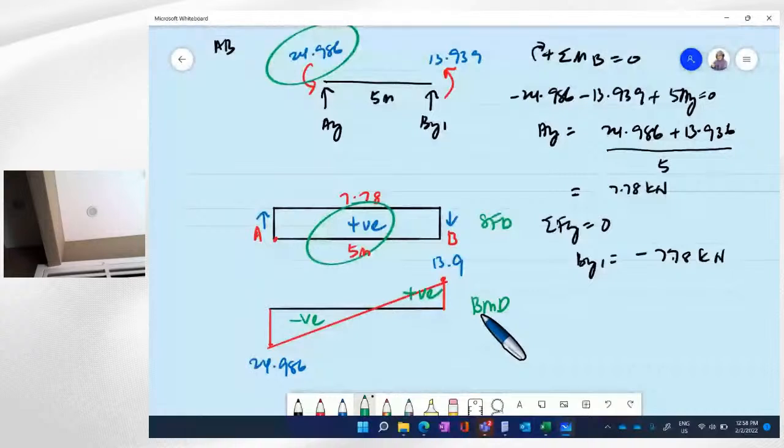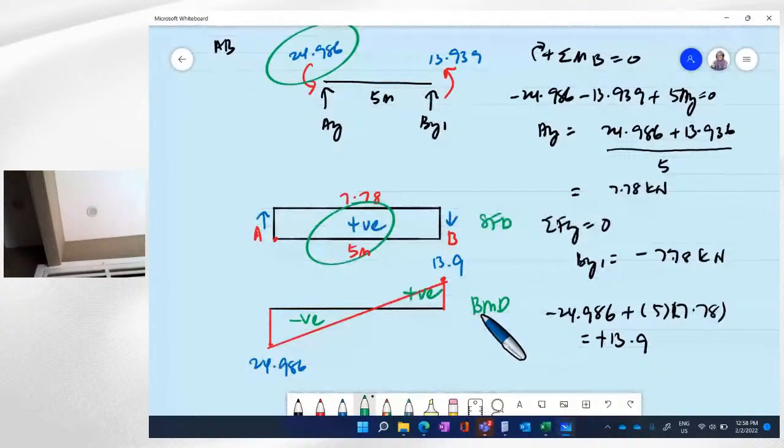So how we get that? It starts with the first moment. The first moment is negative 24.986. Then 5 times 7.78, so we get 38.9, and it is indicated at the positive side.